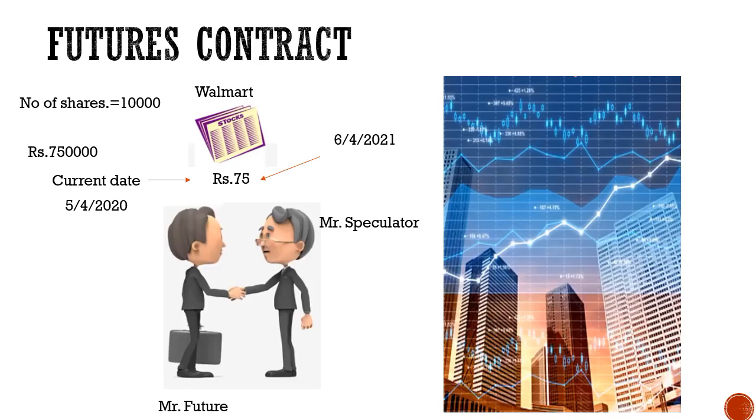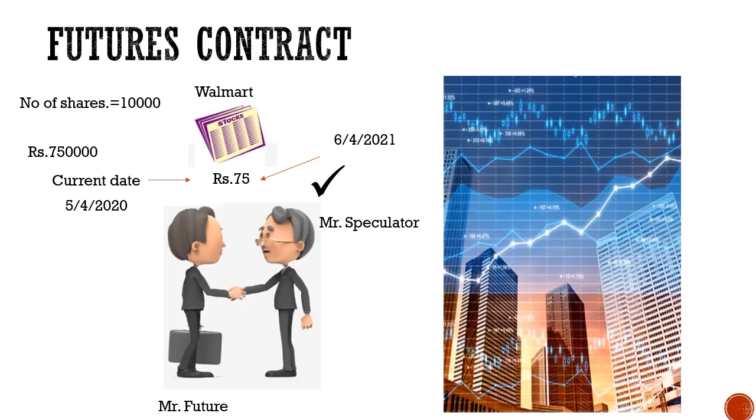Now he has decided on this date of 6th April 2021. Let's say after doing research that after 1 year he'll be requiring this 7,50,000 amount for his future reference. Now after 1 year he does not know what the market situation will be. So he agreed to go into a future contract with Mr. Speculator, stating that after 1 year he'll be selling all his shares to him, costing 7,50,000. Mr. Speculator agreed on the deal. This is known as the future contract.